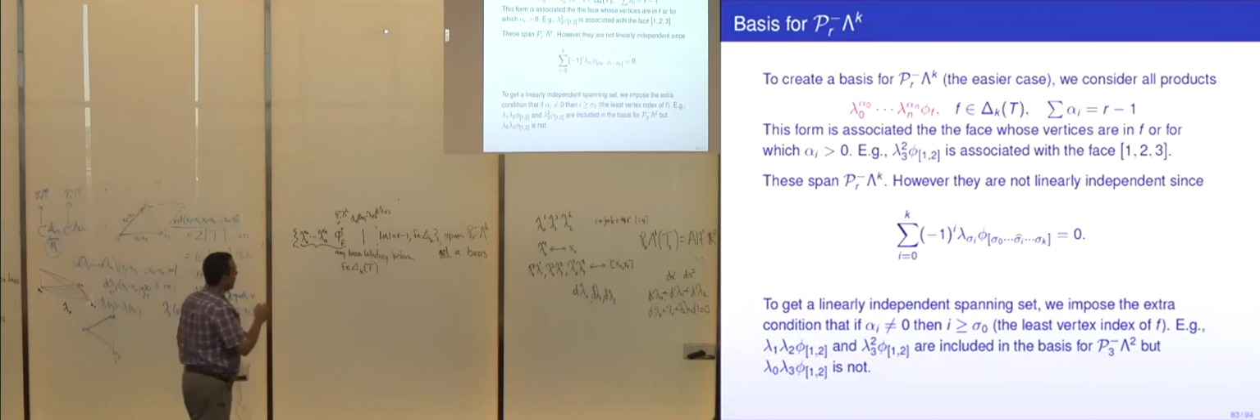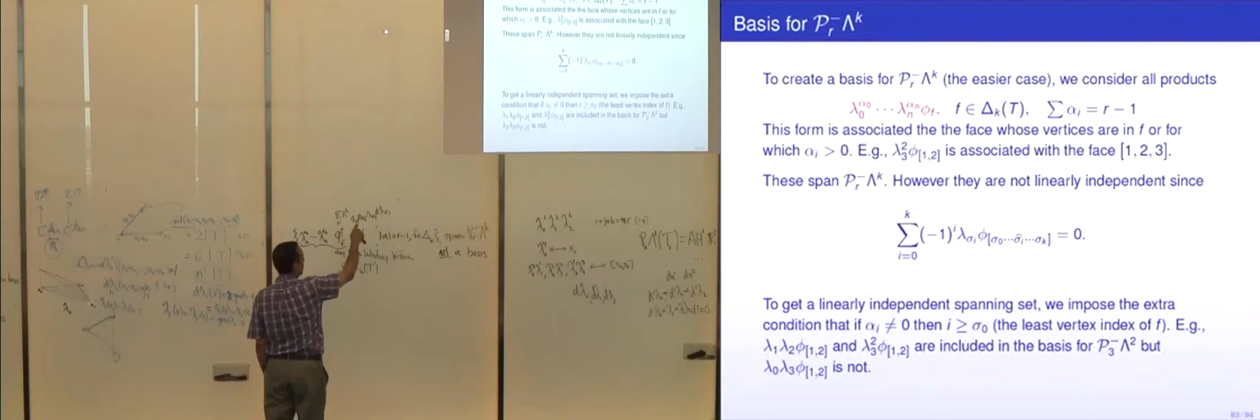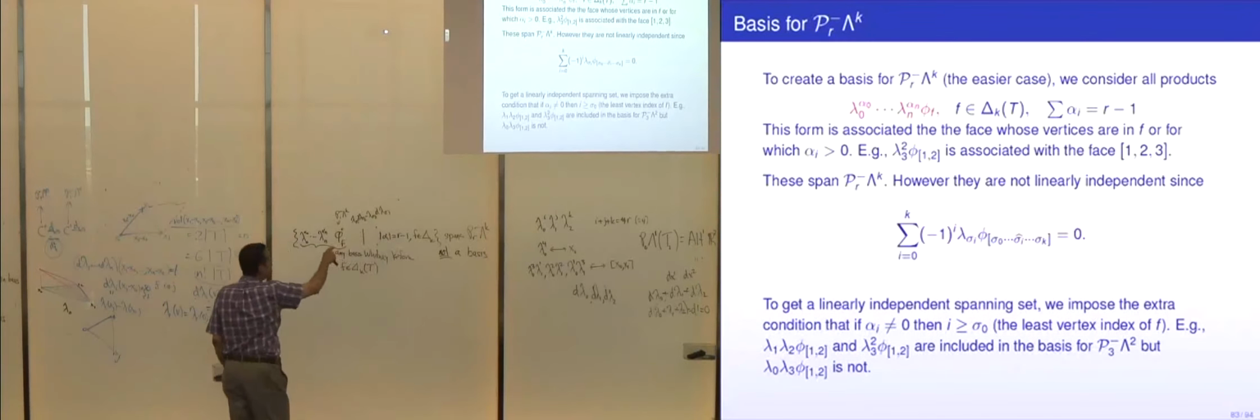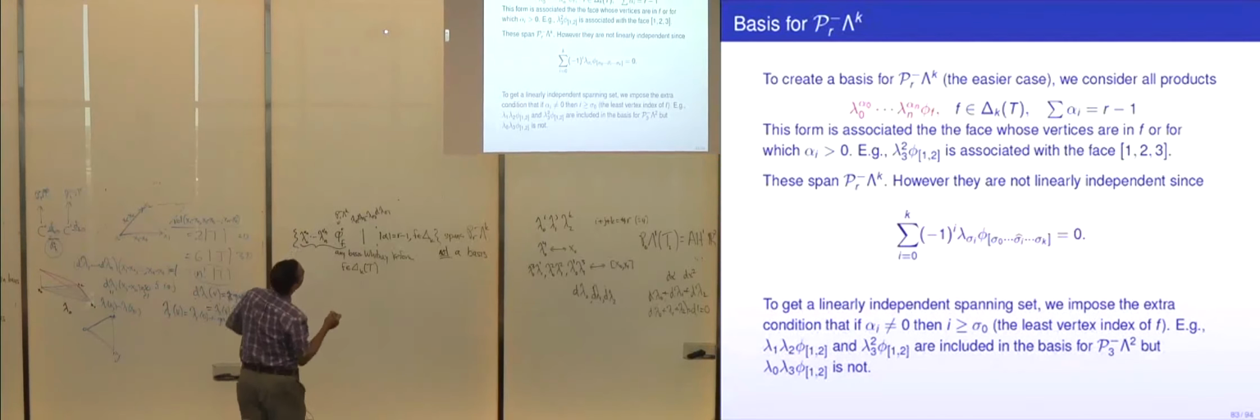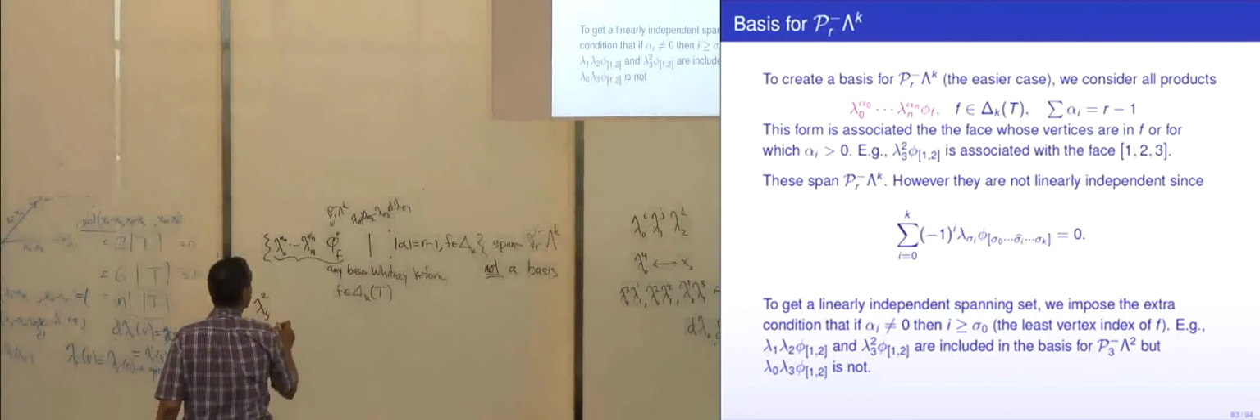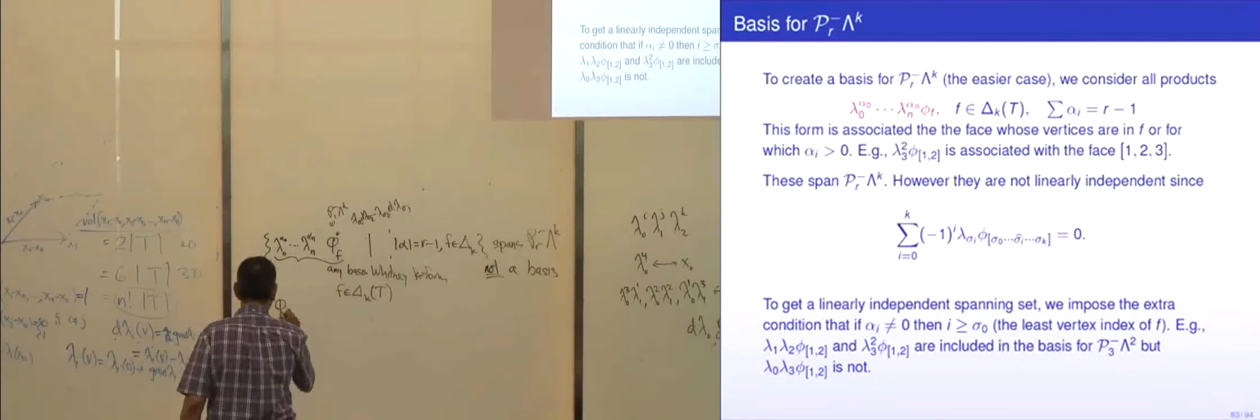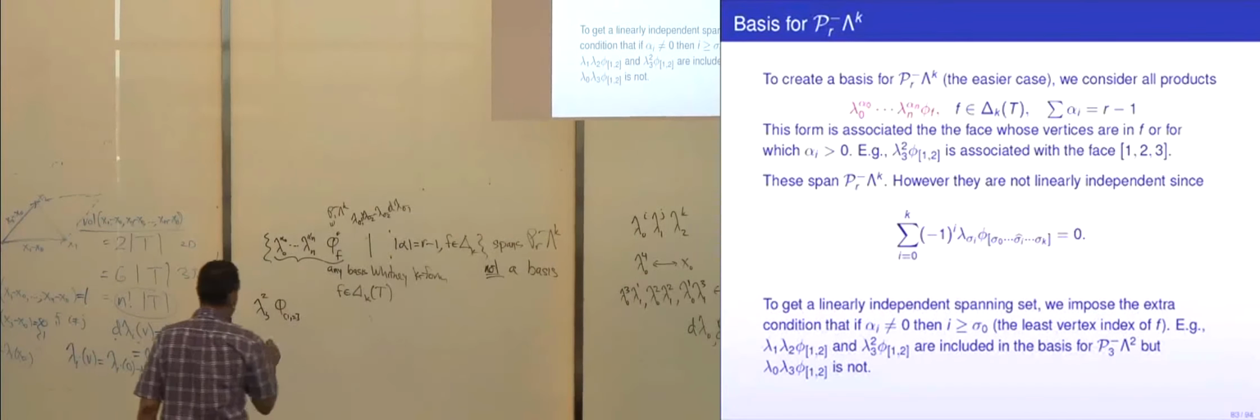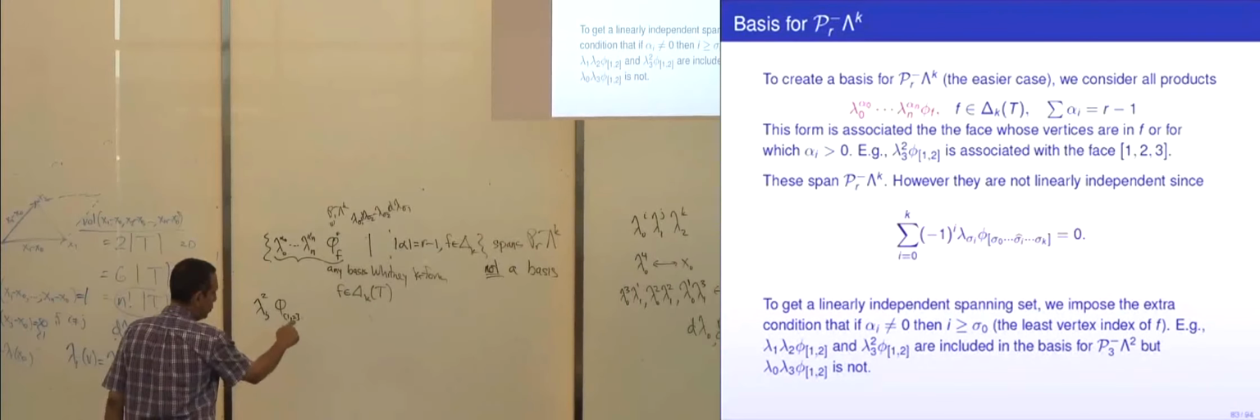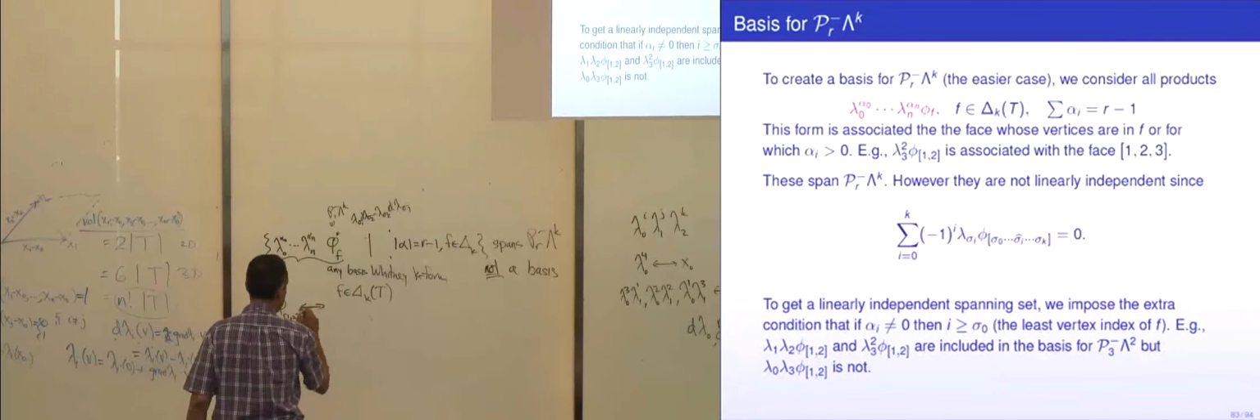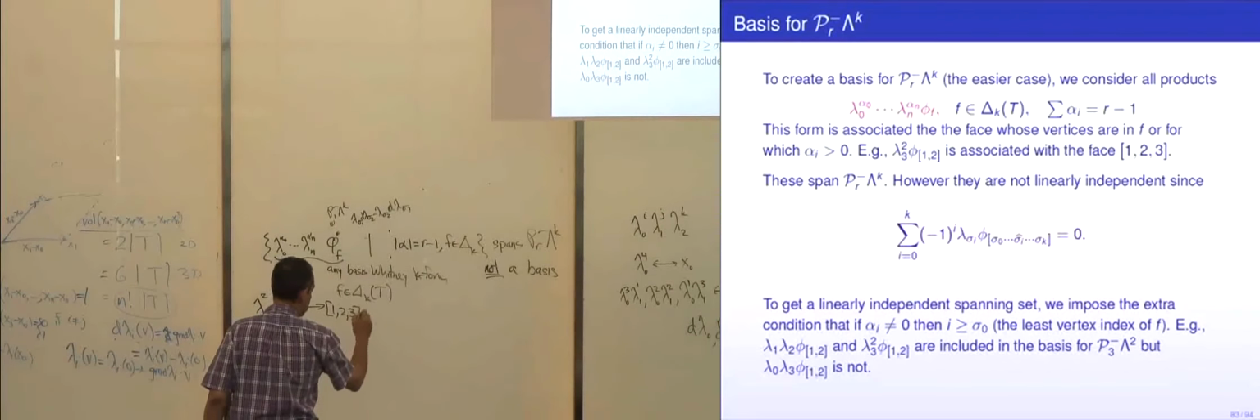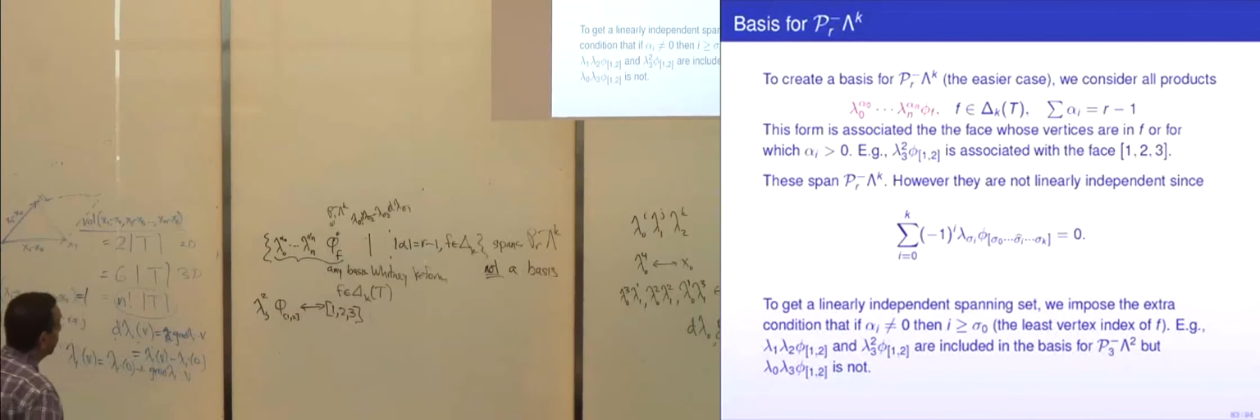Well, not with just the face F determined by the vertex indices sigma 0 through sigma k, but also take into account any lambdas that show up here with a power other than 0. So, for example, if we have lambda 3 squared times phi 1, 2, this involves 3 vertices, 1, 2, and 3. So I'd associate this with the face 1, 2, 3.